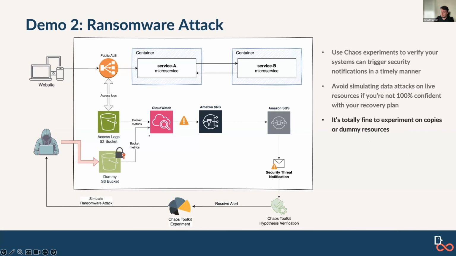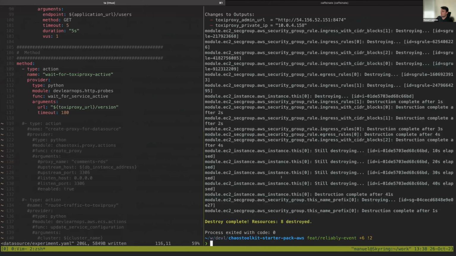As I said, it's totally fine if we use a dummy, so completely safe. Your stakeholders won't be mad if you attack a dummy bucket on a live environment. It's not going to do any harm. And of course, we use Chaos Toolkit Terraform. Now let's move on to the demonstration.